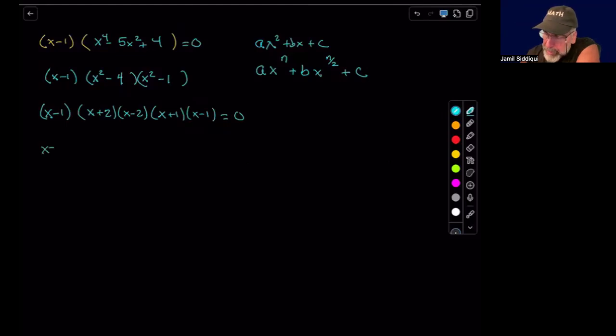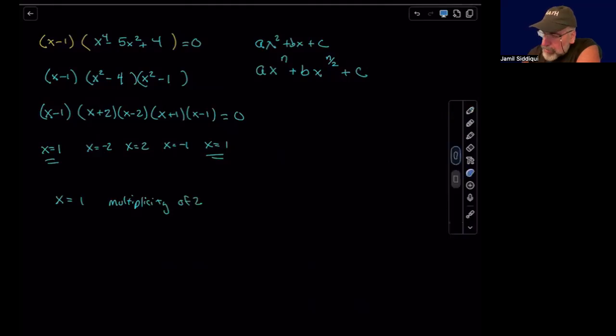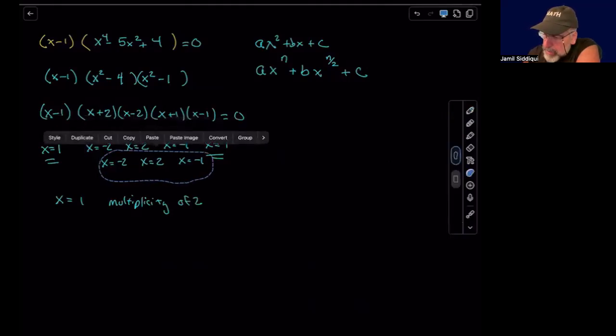When we make the baby equations, we're going to find x equals 1, x equals negative 2, x equals positive 2, x equals negative 1, and oh, look at this. We've got a repeated factor. So we've got a multiplicity going on there. So x equals 1 has a multiplicity of 2. Everybody else has a multiplicity of 1.